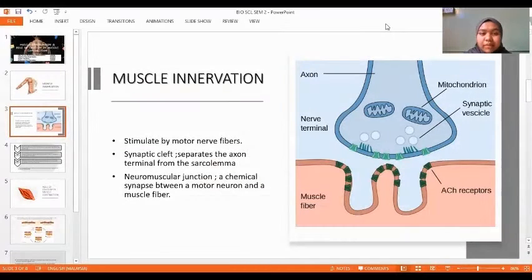Muscle is stimulated by a motor nerve fiber, and the nerve fiber has several branches, each ending at an axon terminal in close proximity to the sarcolemma of the muscle fiber. There is a small gap, which we can see here, and it is called the synaptic cleft. The synaptic cleft separates the axon terminal from the sarcolemma. This entire region we call the neuromuscular junction. A neuromuscular junction is a chemical synapse between a motor neuron and a muscle fiber.